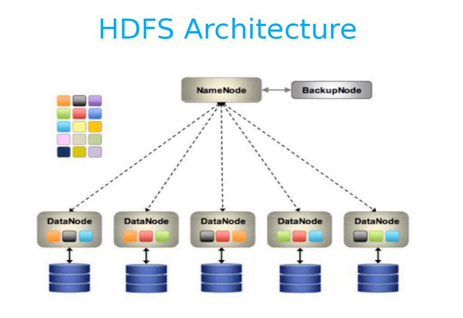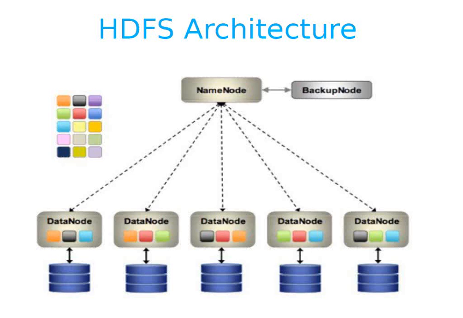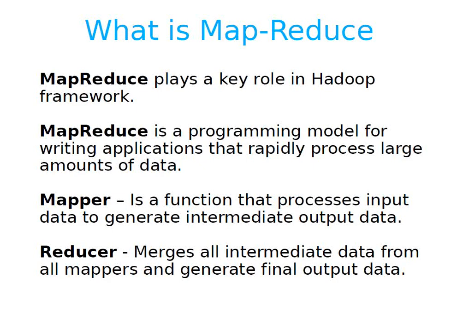So that was all about HDFS. Next, I was talking about MapReduce. So what is MapReduce? MapReduce plays a key role in the Hadoop framework because MapReduce is all about processing your data. In HDFS, we have talked about storage, but you know that storage is not a big deal. You can even attach a portable hard disk to your system. You can take care of storage. The main problem is with processing.